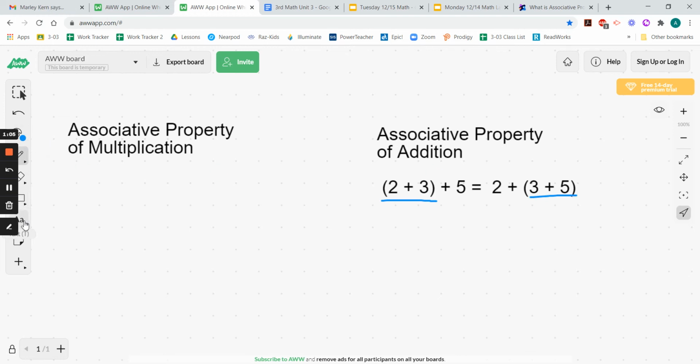The associative property of multiplication is similar to the associative property of addition. You have three factors, three numbers that you are multiplying together, and the order in which you multiply the numbers doesn't matter. You can multiply 2 and 3 first, and then multiply by 5, or you can multiply 3 and 5 first, and then multiply by 2. You get the same product, the same answer. Let's look at a word problem together and see if the associative property of multiplication actually works.